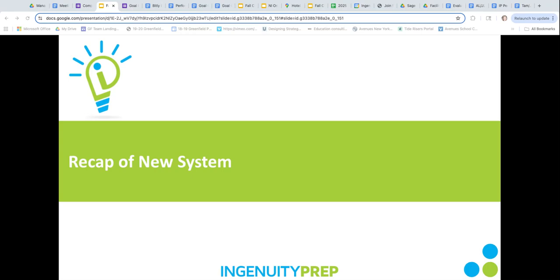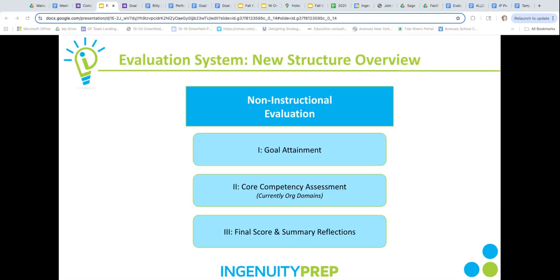In this video, we will do a quick recap of the new evaluation system for non-instructional staff. The new system has the following components: goals and competencies that combine to determine a final score. Goals represent the what, and competencies represent the how of strong performance. Together, they make up your evaluation.